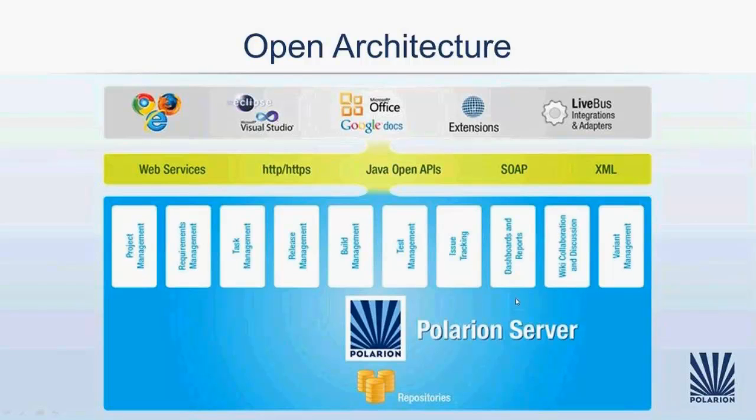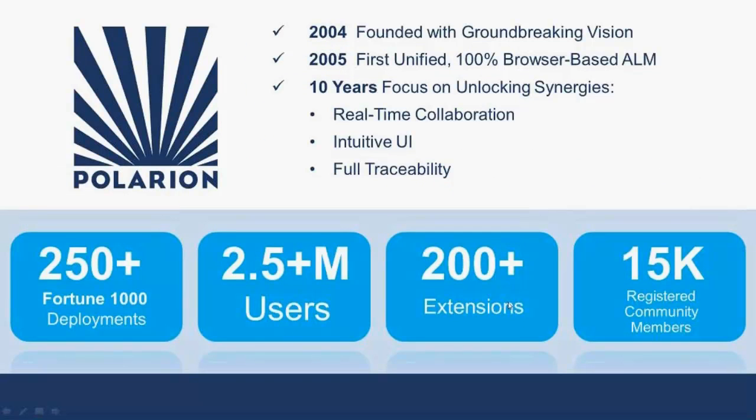Polarian itself as a company has been founded in 2004. The first product has been released in the year 2005. And the special thing here is really that Polarian has been invented from the very beginning as an ALM solution. Not just a requirements management tool or a test management tool. Really, at the very beginning, the focus of ALM was defined for the tool. This was very good for us because we could implement it in a really nice way.